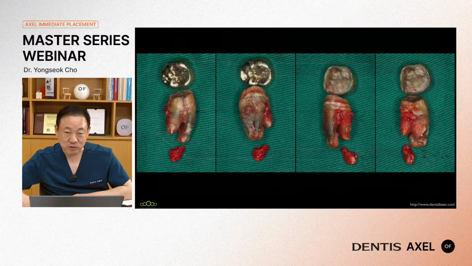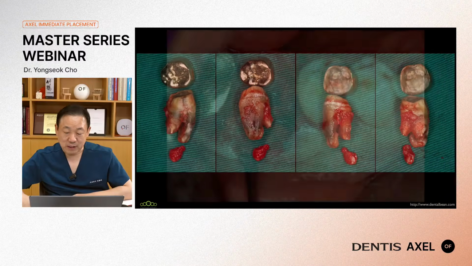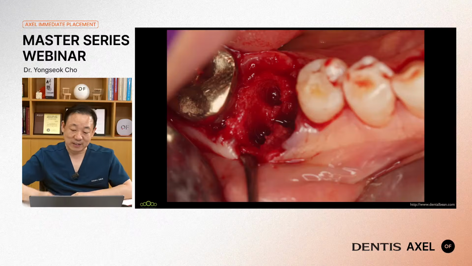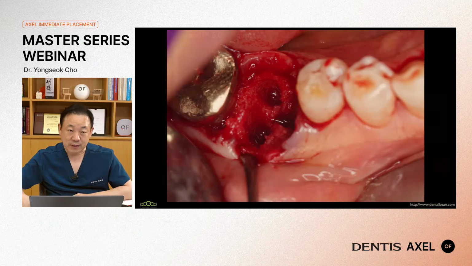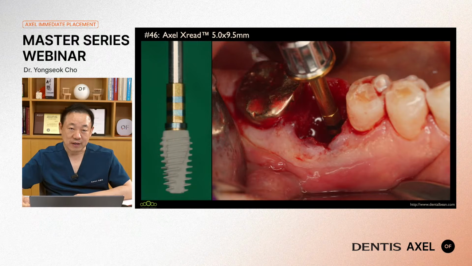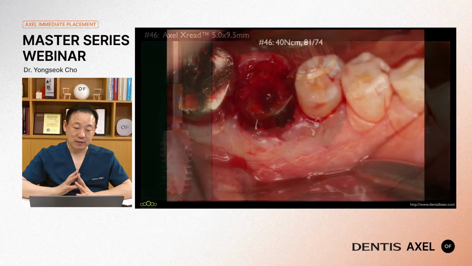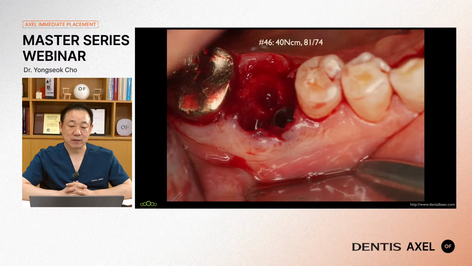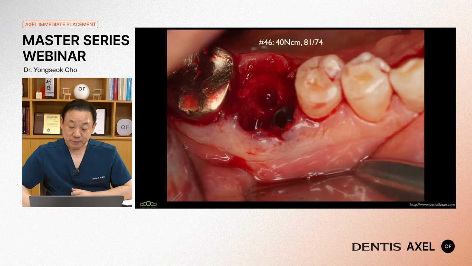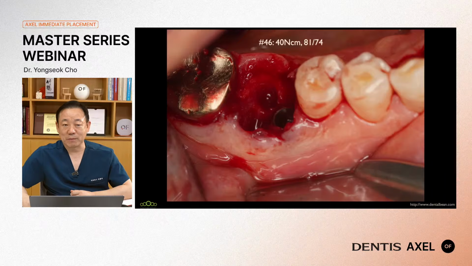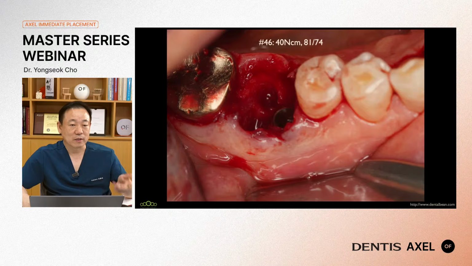Then this is the after extraction. I prepped the osteotomy at the center, and at that time an XL X-thread 5 by 9.5 mm implant was available, so I placed this implant. I could get enough primary stability, and here I found the loss of buccal bone. Because of inflammation, the buccal bone was lost.